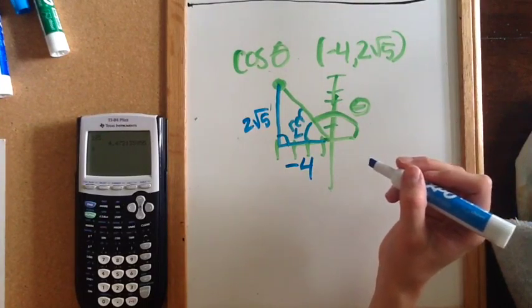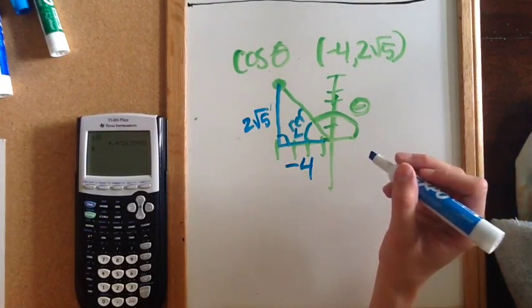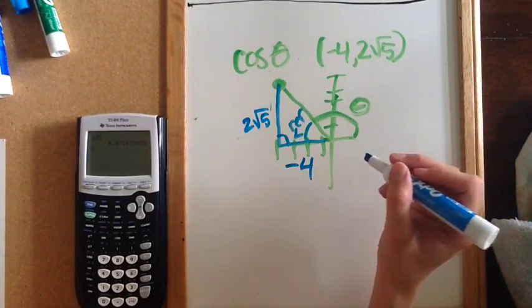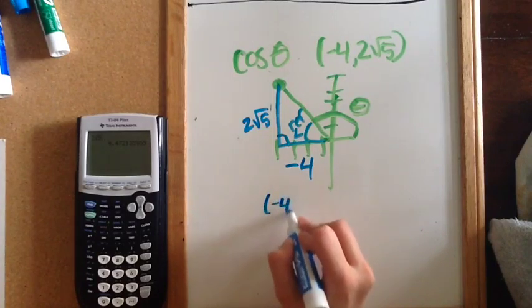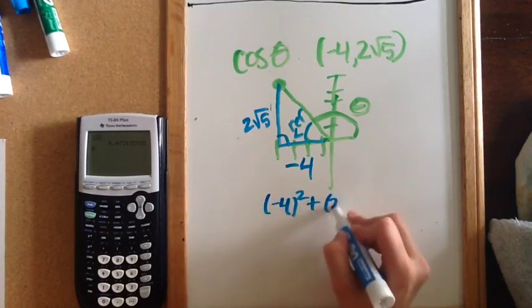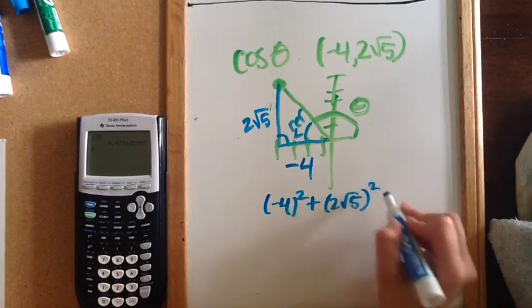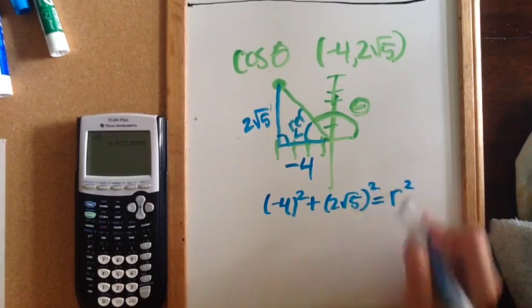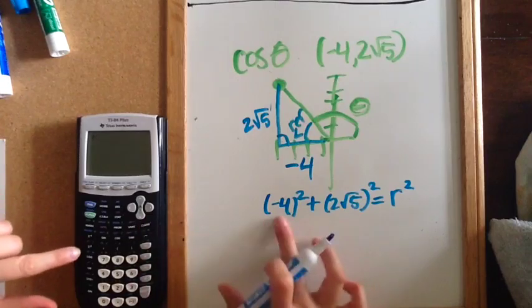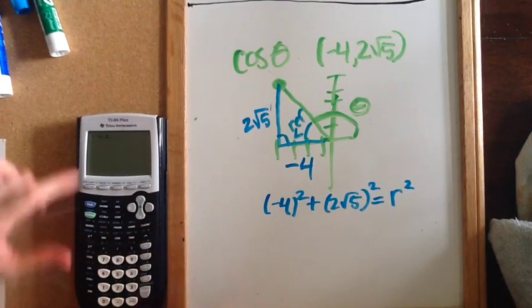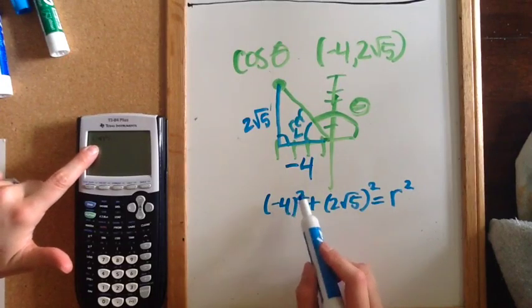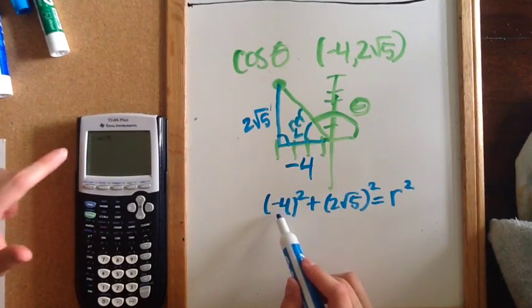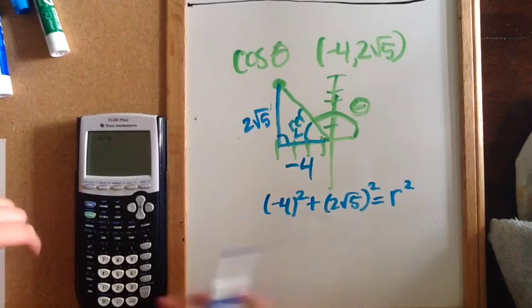So now what I'm going to do is find the radius. Okay, so to find the radius, I'm going to do negative 4 squared plus 2 root 5 squared equals r squared. Okay, now we can put this whole thing in the calculator. I'm going to do negative 4 squared. Make sure you put the negative in parentheses. If you don't, what your calculator does is square it first, then multiply it by a negative, which is not what we're trying to have the calculator do.